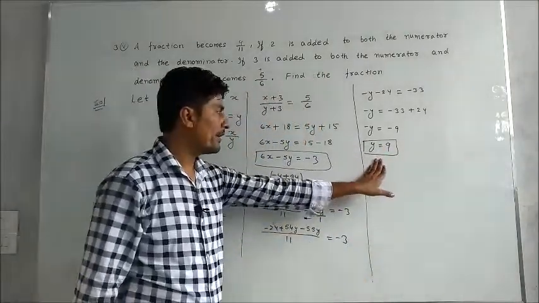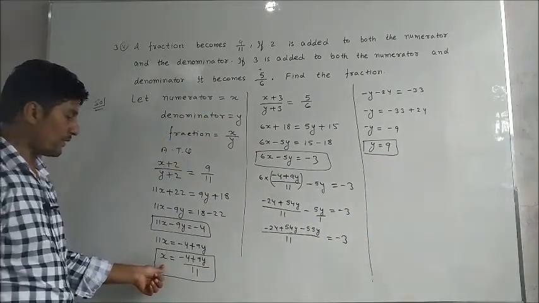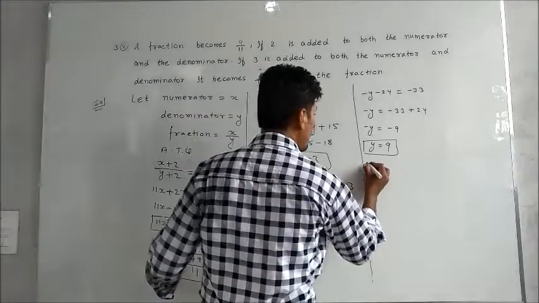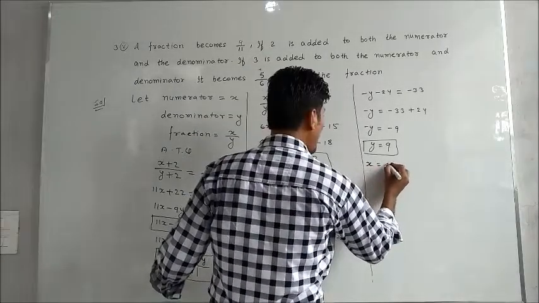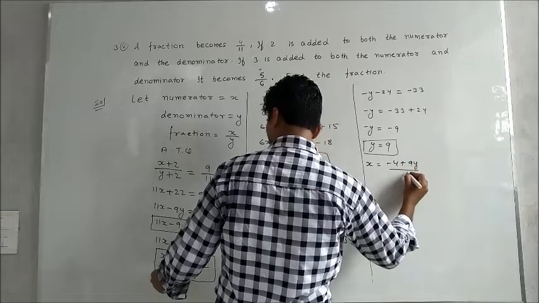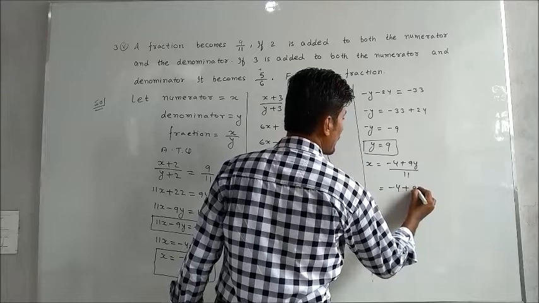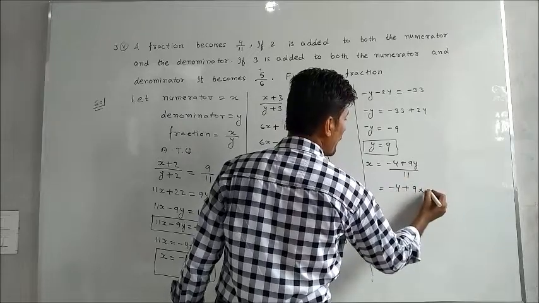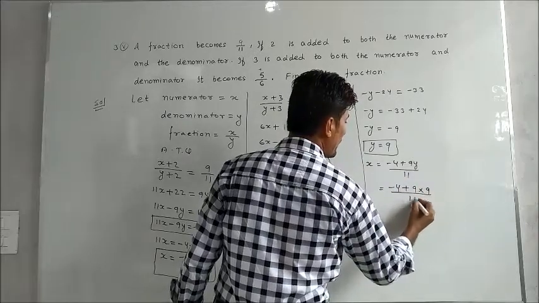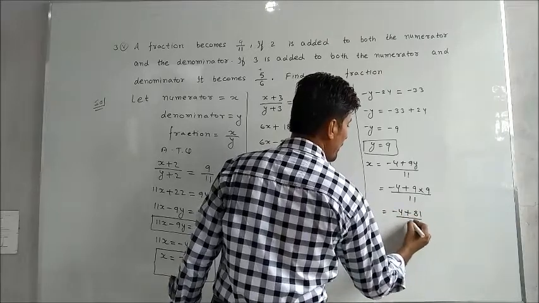After getting the value of y equals 9, we can put this value in this equation to get the value of x. As we know, x equals minus 4 plus 9y upon 11. So minus 4 will be as it is, plus 9 into the value of y, which is 9. So we can put here minus 4 plus 81 upon 11.